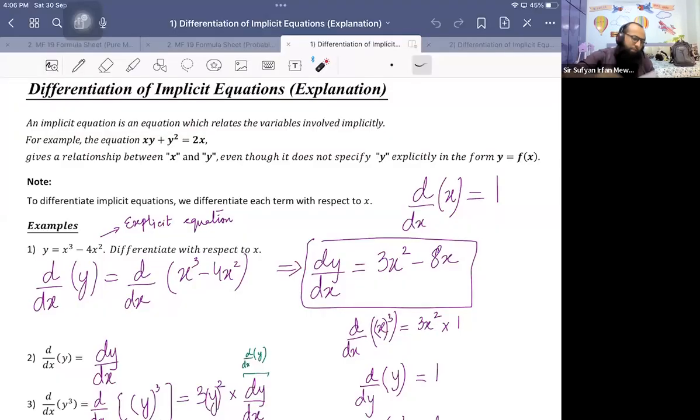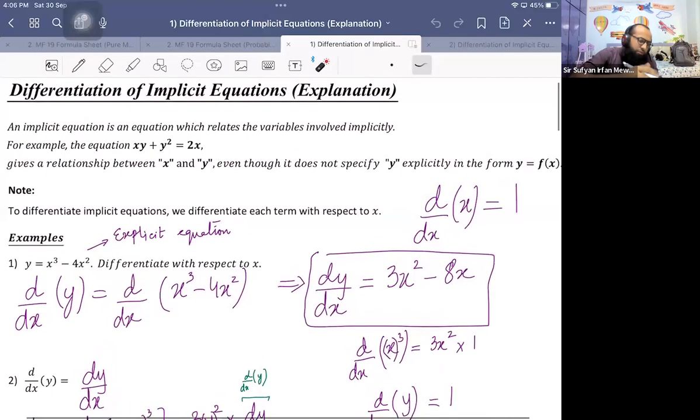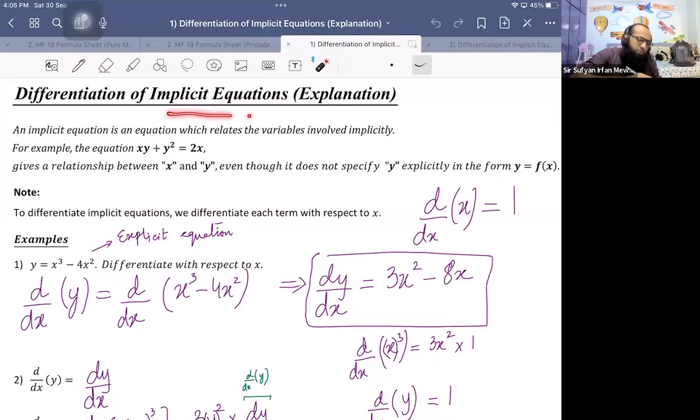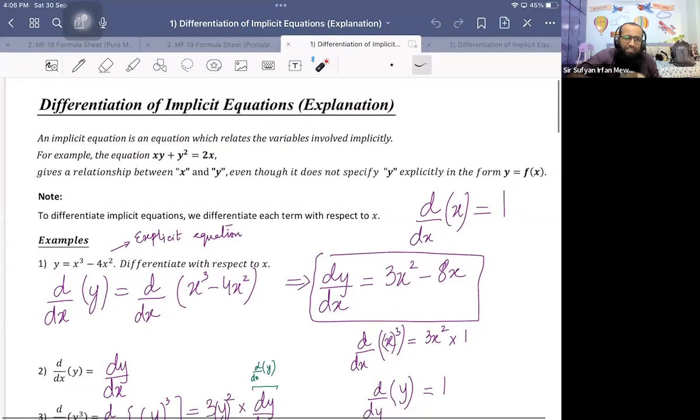All right, let's begin. Inshallah, today we are going to cover the differentiation of implicit equations, right? The first category was general category, then we moved on to the differentiation of parametric equations, and now today, inshallah, we are going to cover the differentiation of implicit equations. So what is the difference? Basically, why do we call these equations implicit?